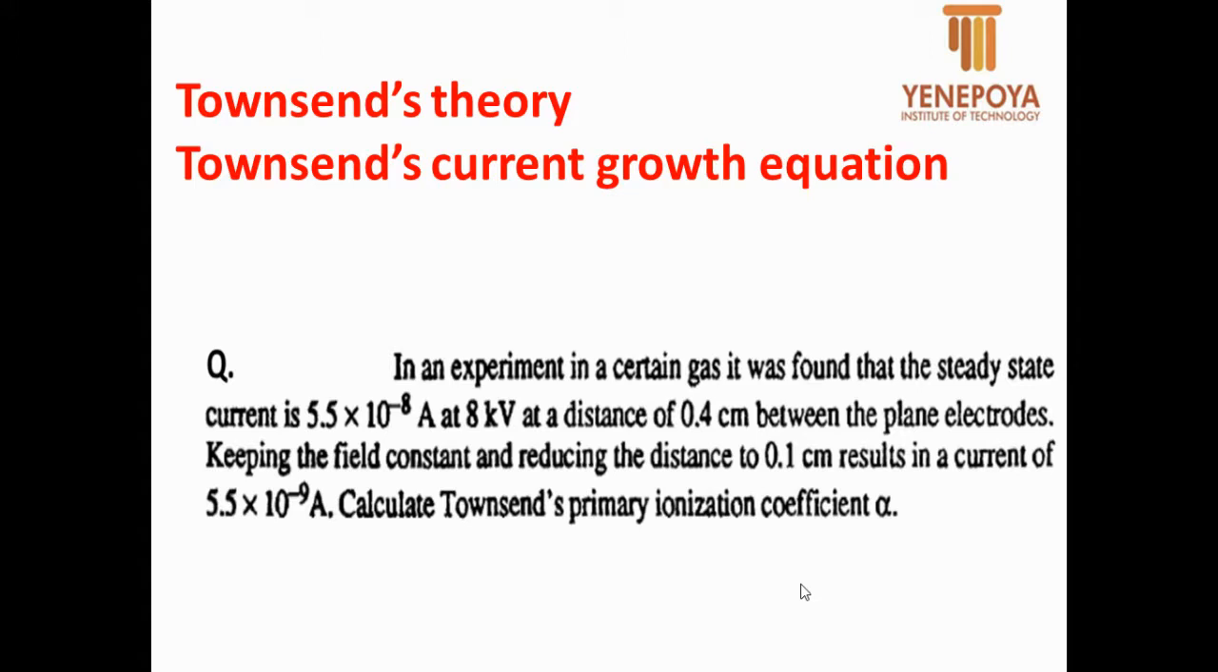Take an example. In an experiment in a certain gas, it was found that the steady state current is 5.5 times 10 raised to minus 8 amperes at 8 kilovolts at a distance of 0.4 centimeter between the plane electrodes. Keeping the field constant and reducing the distance to 0.1 centimeter results in a current of 5.5 times 10 raised to minus 9 amperes. Calculate the primary ionization coefficient alpha. You have to find alpha.